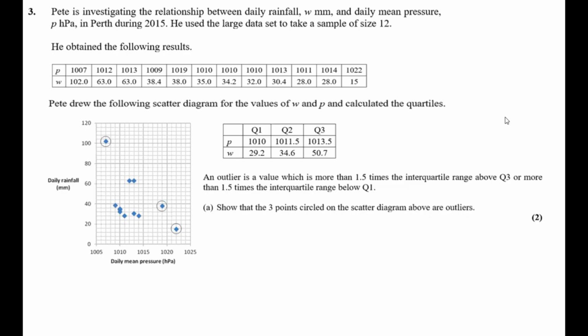Okay, on to question 3. Pete is investigating the relationship between daily rainfall and daily mean temperature in Perth during 2015. He used a large data set to take a sample of size 12. He obtained the following results. Pete drew the following scatter diagram for the values of W and P and calculated the quartiles. An outlier is a value which is more than 1.5 times the interquartile range above Q3 or more than 1.5 times the interquartile range below Q1. Show that the 3 points circled on the scatter diagram above are outliers.